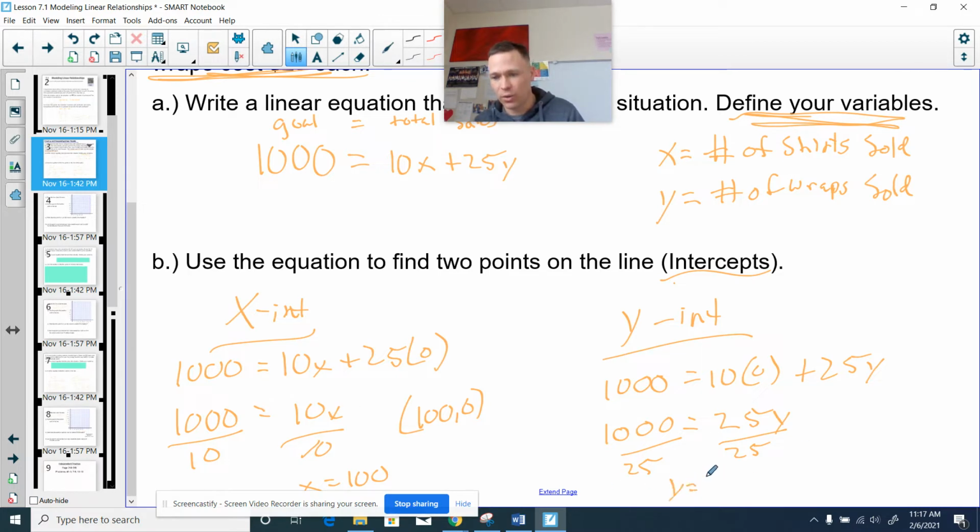So y equals 40. And so I have the coordinate point, I substitute 0 in for x, and I got 40 for my y value. So those are my x and y intercepts. Okay.